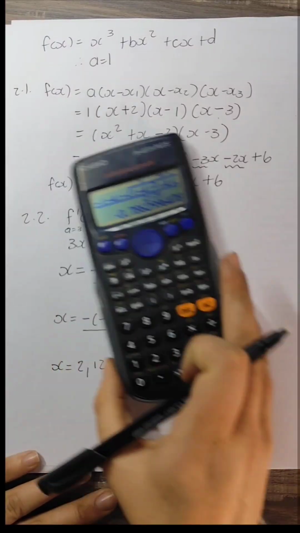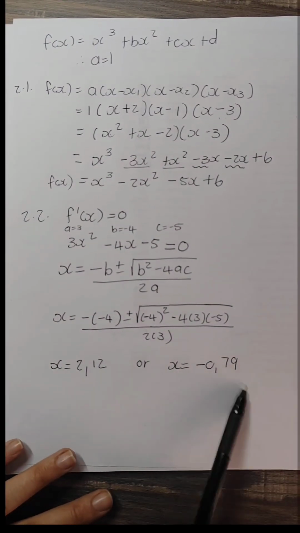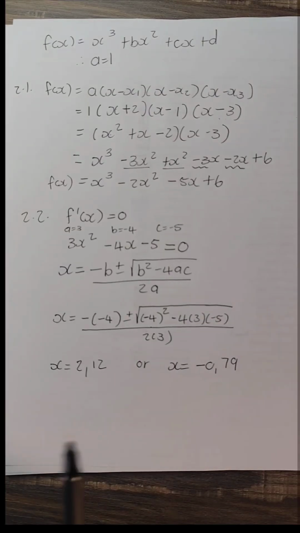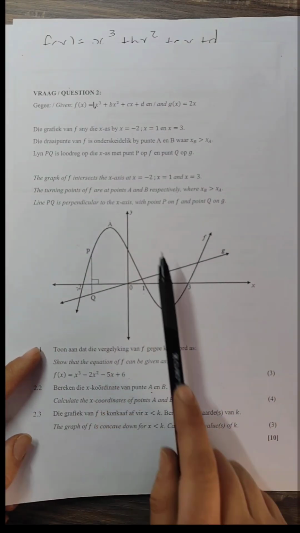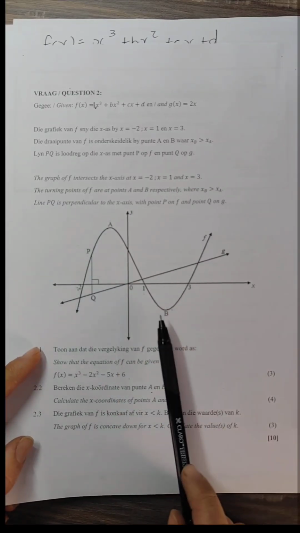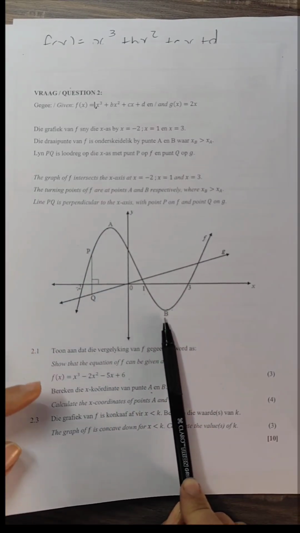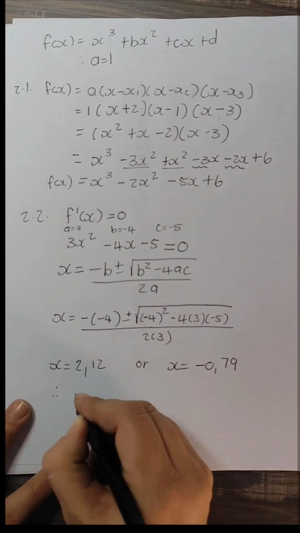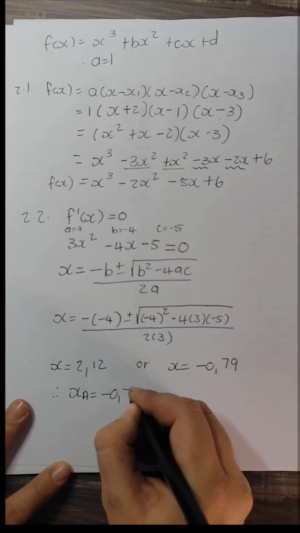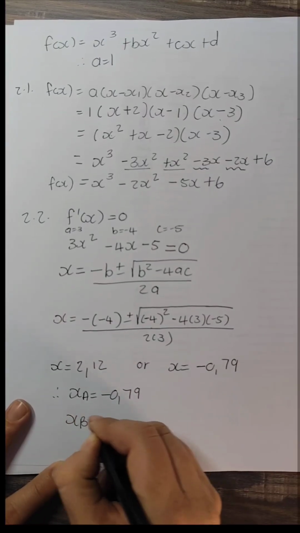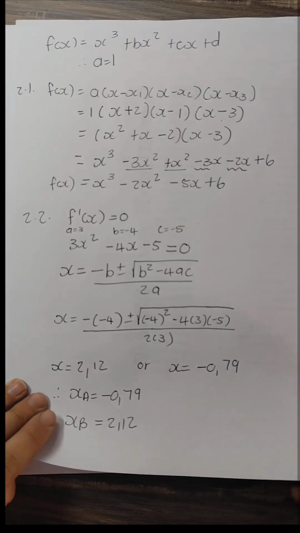0,79. Now remember, they wanted x of a and x of b, so we clearly need to indicate which one is which. If we go back to our sketch, please remember, x of a is on the left-hand side, and x of b is on the right-hand side. x of a is negative, and x of b is positive. So that means x of a is equal to negative 0,79, and x of b is equal to 2,12. And now we've answered that question.